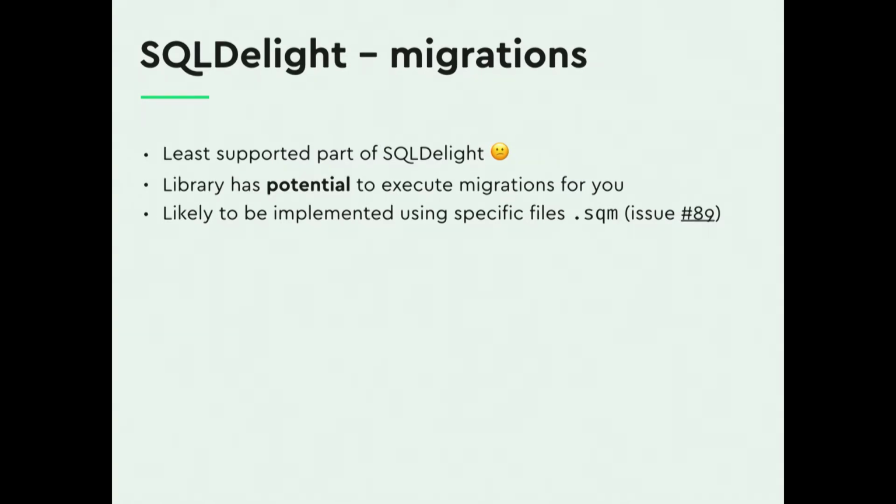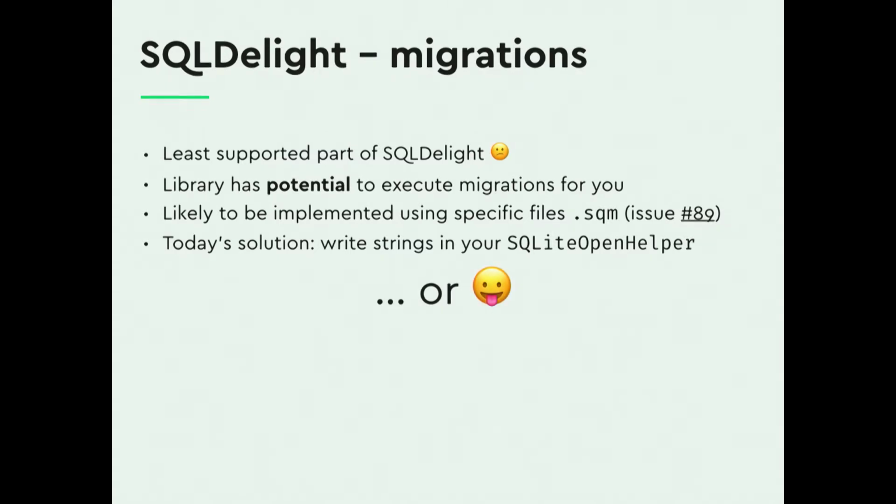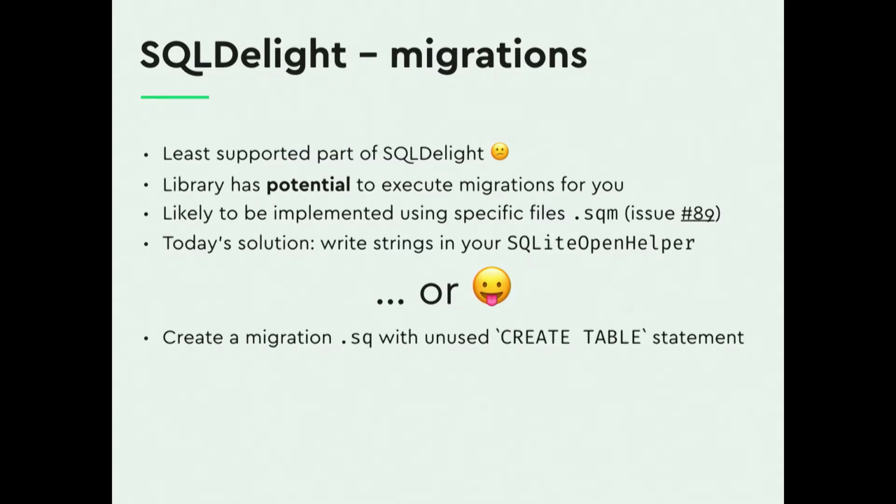So the current solution today that I have to suggest is to write your strings on the proper SQLiteOpenHelper. I do have a little hack here. I created this migration.sq file, and I give it a very dummy create table statement. And then I write all the migrations down there, or I can have one migration per SQL file. And the nice thing is that you can still use refactoring, and everything still gets consolidated into this SQLite directory. So don't spread code too much into your SQLiteOpenHelper.